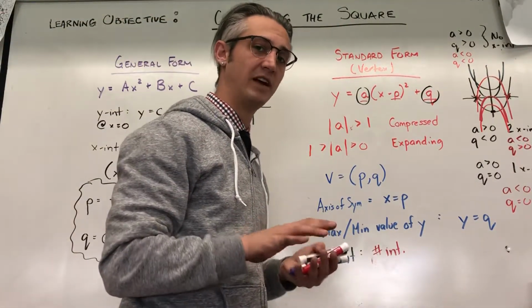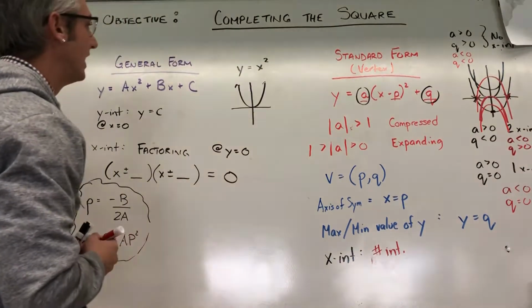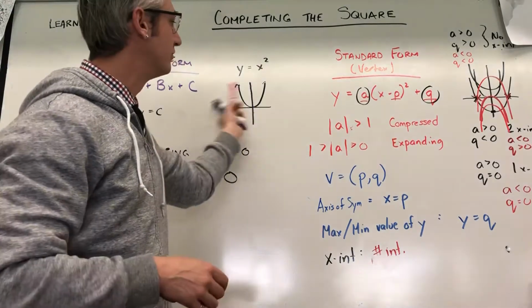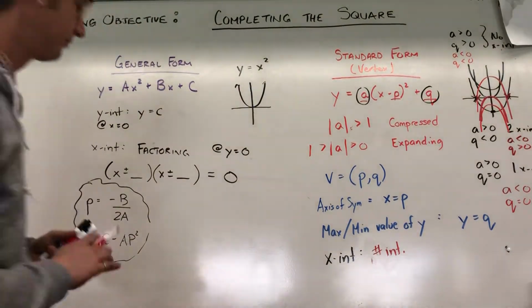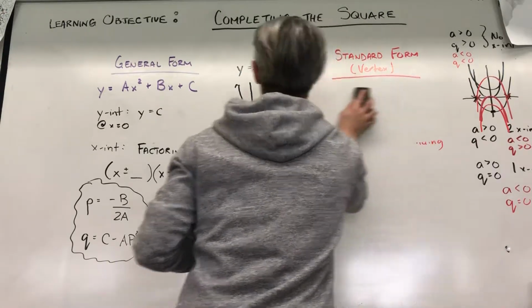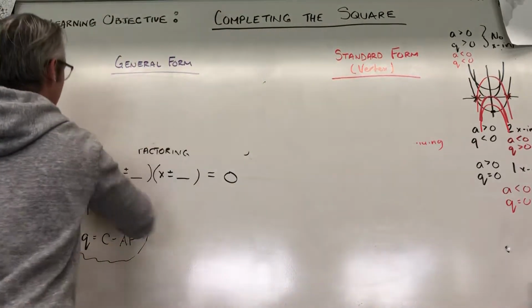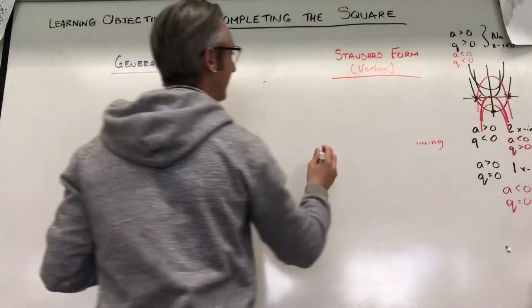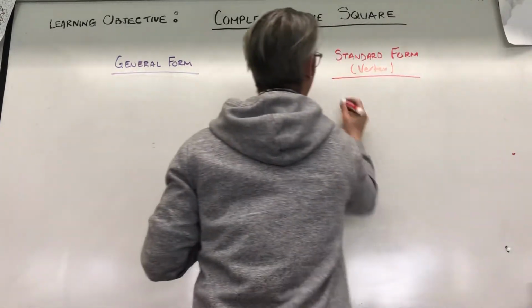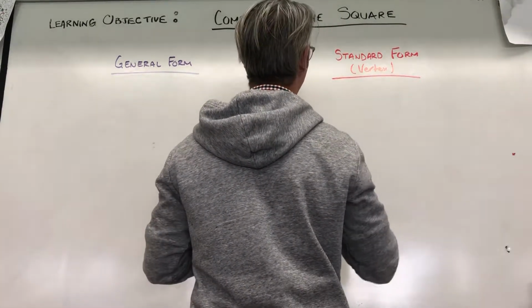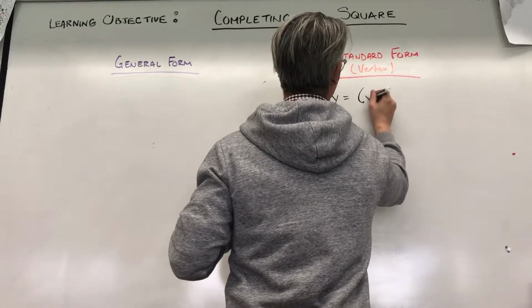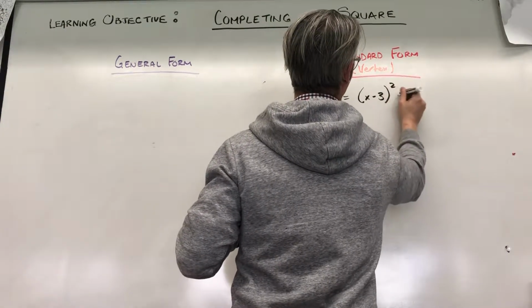And I've been talking a while, just setting it up. But I'm going to erase this now, because we're going to be trying to get from general form to standard form. Okay? So let's start with an easier one. Let's say I have y is equal to x minus 3 squared plus 2.